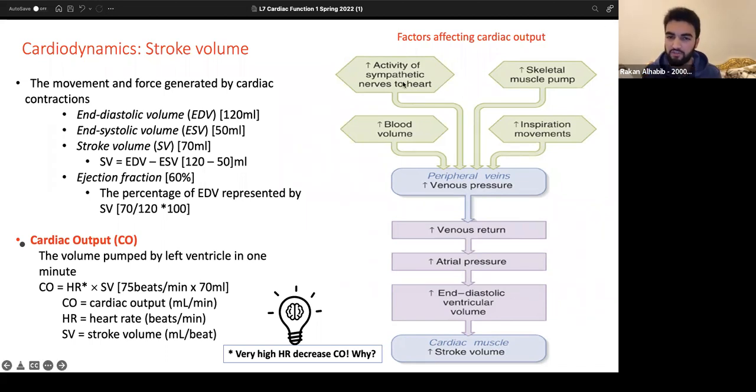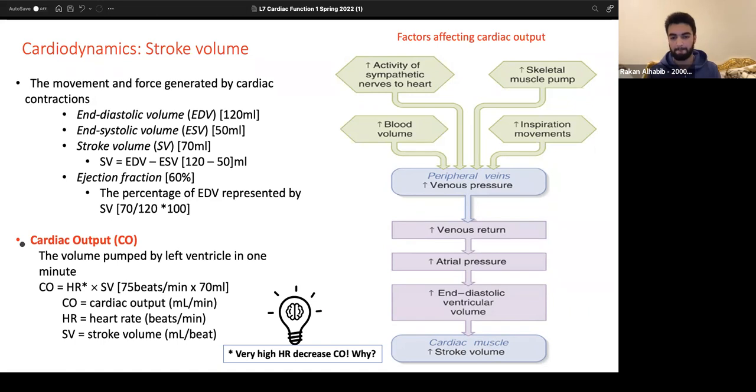And then you've got the activity of sympathetic nerves to the heart, which will increase contractility. They will increase the heart rate, okay? Which will eventually cause a higher venous pressure. Higher venous pressure will cause more blood going to the right atrium, and so more venous return. And so when you have a high venous return, you're going to have a higher atrial pressure due to more blood reaching the atrium, and you'll have a higher end diastolic ventricular volume, and so the stroke volume will be higher, okay?